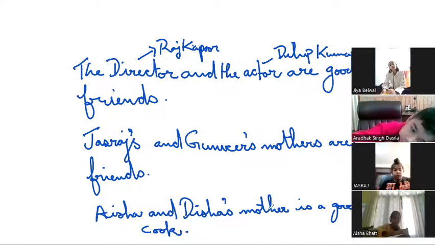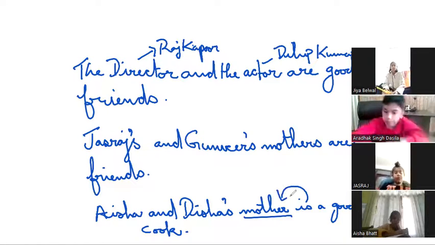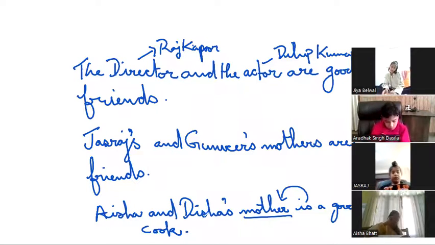So they are sisters and they have a single mother, right? So here this word is referring to the mother which belongs to both of them. And also look at this. I did not say Aisha's and Disha's mother. I said Aisha and Disha's mother. So the second noun will take the apostrophe there. Just be careful. Okay, Aisha and Disha's mother is a good cook.